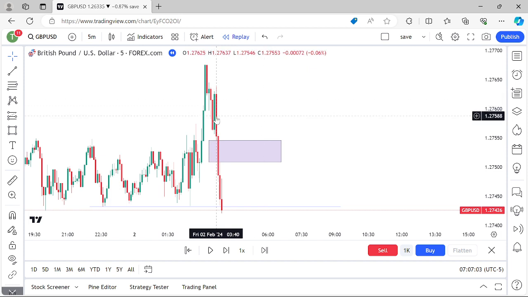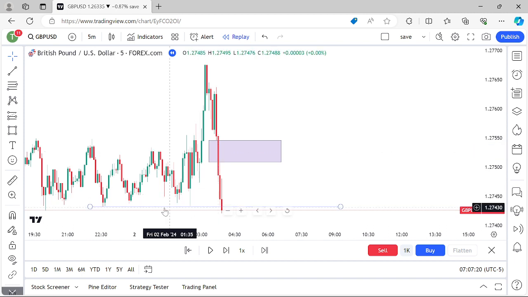So 1, 2, 3. 3 candles. 3 candles make the fair value gap. 1, 2, 3. Bottom of the first, top of the third, don't touch, leaves an imbalance. Boom. There's your fair value gap right there.